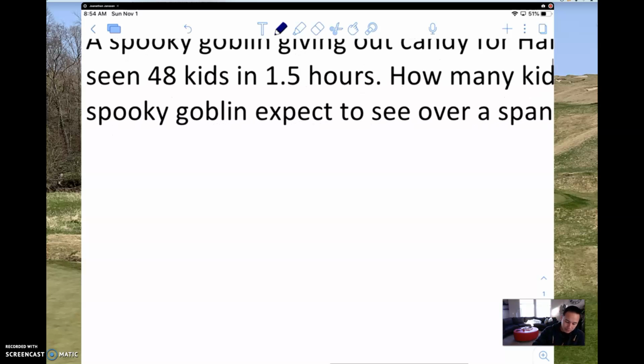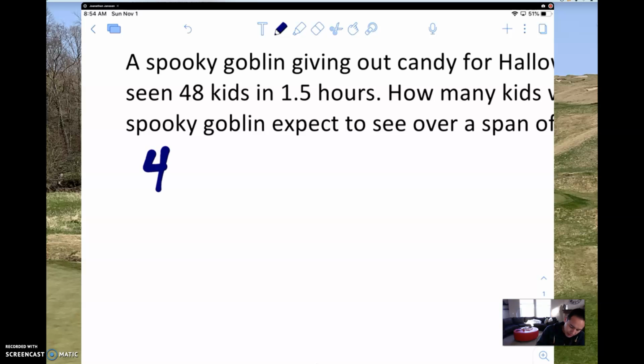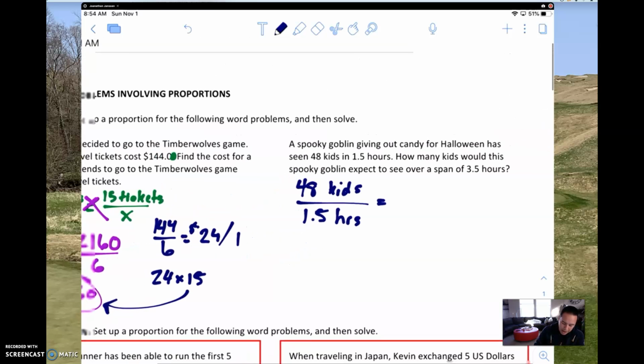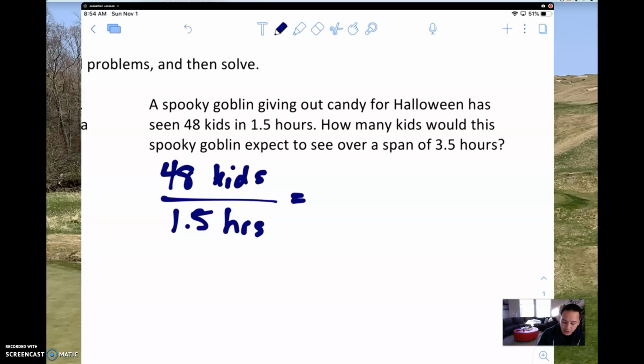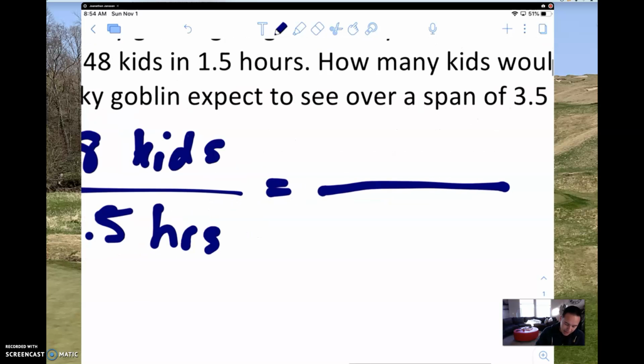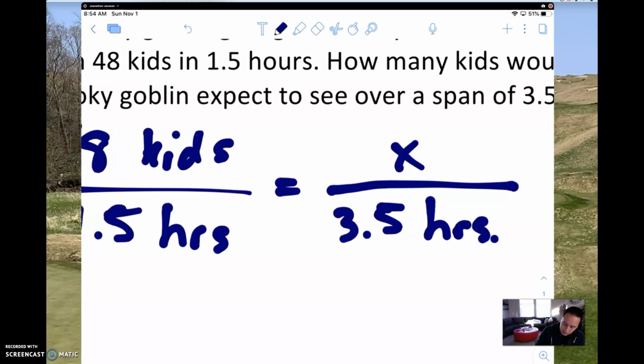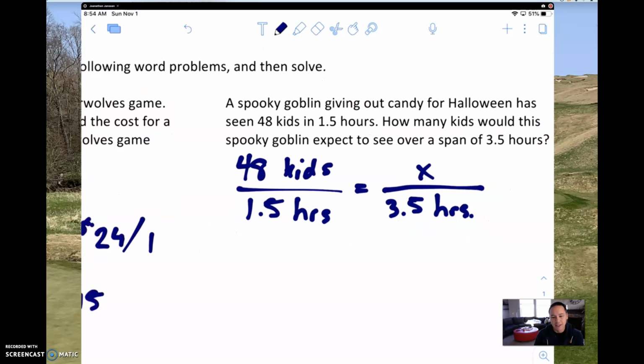It's just the same amount over the whole time. So let's set up a ratio. They have seen 48 kids over a span of 1.5 hours. And we want to know, how many kids would the spooky goblin see over 3.5 hours? So that 3.5 hours, should that go on the top? Should that go on the bottom? You're right, it should go on the bottom because the hours should match with hours, and we put those on the bottom. So we're going to put 3.5 hours on the bottom, and we're going to solve for the number of kids, which is x.